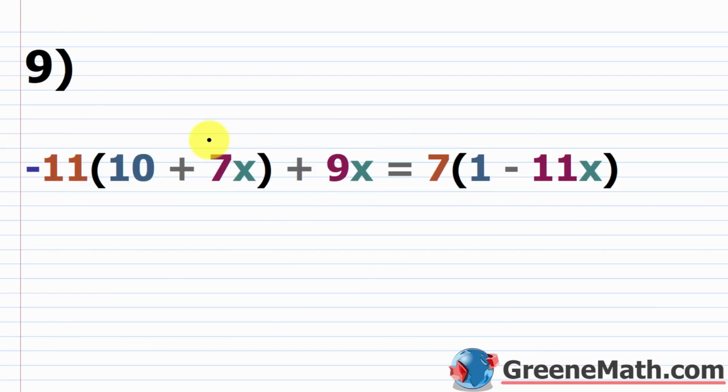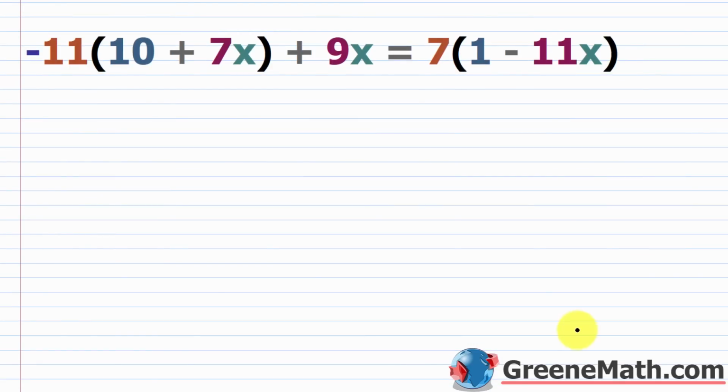All right, let's look at problem number 9. So we have negative 11 times the quantity 10 plus 7x, then plus 9x, is equal to 7 times the quantity 1 minus 11x. Okay, let's come down here. And negative 11 times 10 is negative 110. Then I have negative 11 times 7x. This is negative 77x, then plus 9x. Now, if I do negative 77x plus 9x, that's going to give me negative 68x. So let's just erase this and put negative 68x.